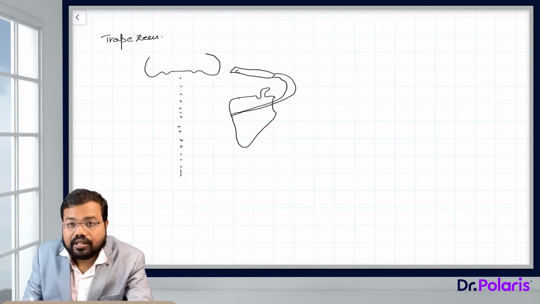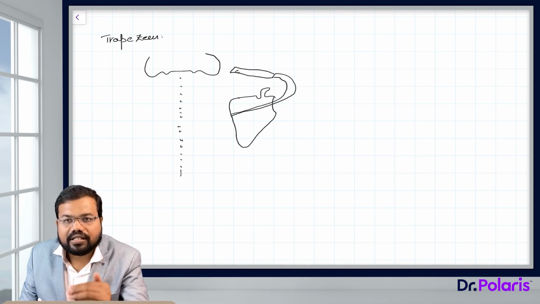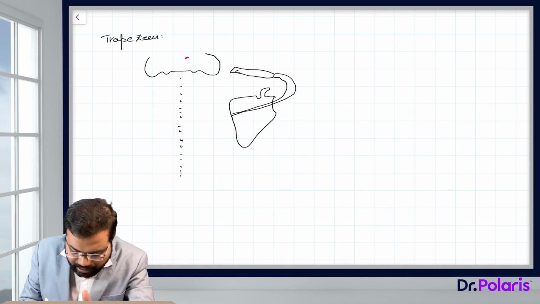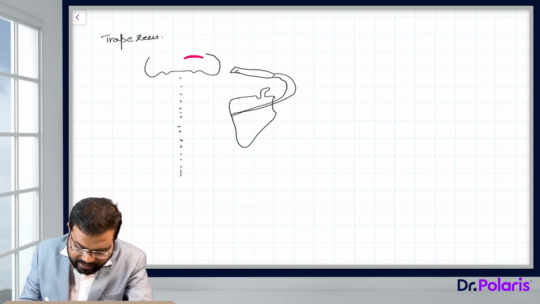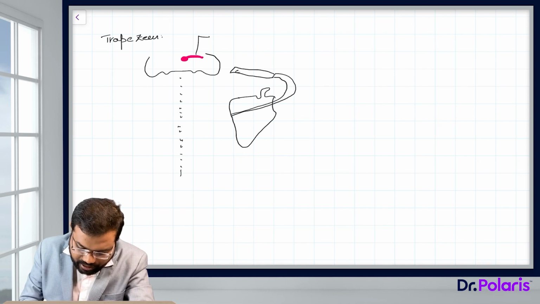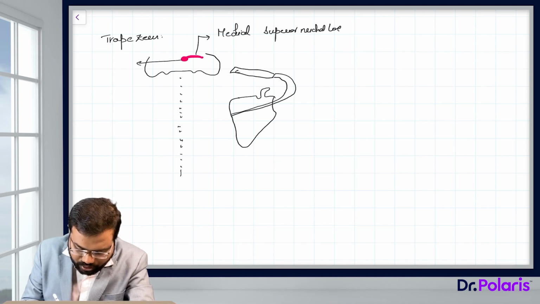Where the origin of the trapezius is, we have a line called the superior nuchal line. Nucha means neck. At the level of the neck, there is a line at the superior part, that's why it is called the superior nuchal line. Only the medial part of the superior nuchal line gives the origin for the trapezius. The next one is a protuberance in the midline called the external occipital protuberance. That is also an origin for the trapezius.